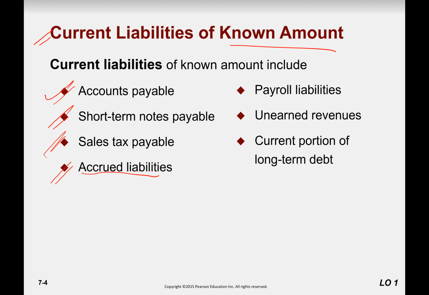So when you have finished the work, and now the amount needs to be paid, we call this accrued liabilities. Expense occurred but not paid, we call this accrued liabilities.